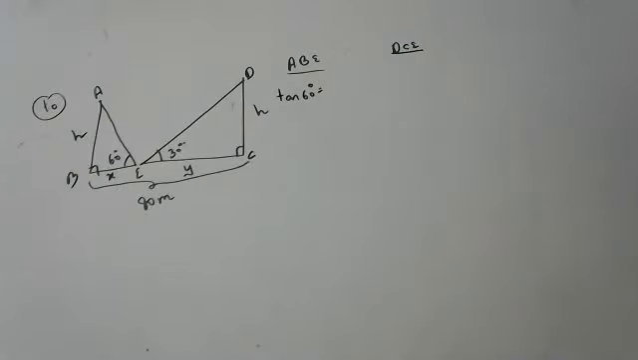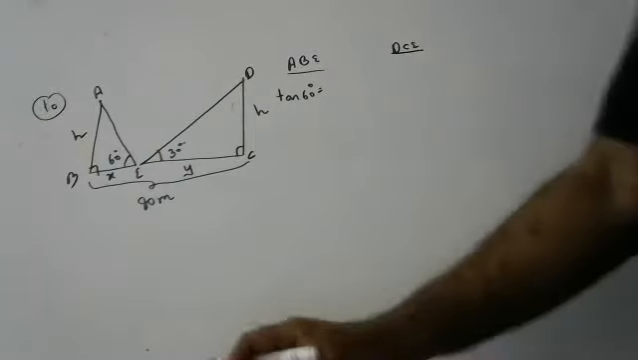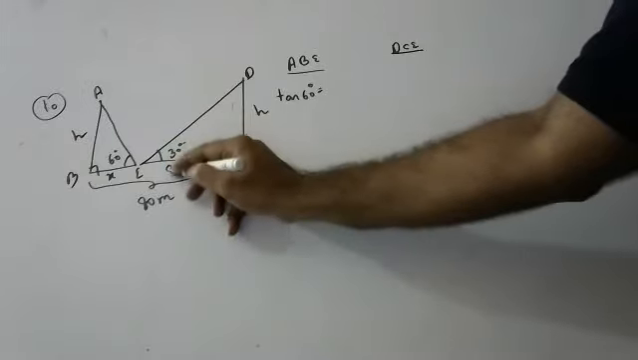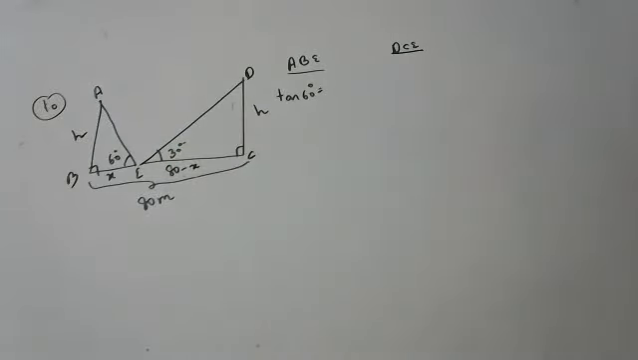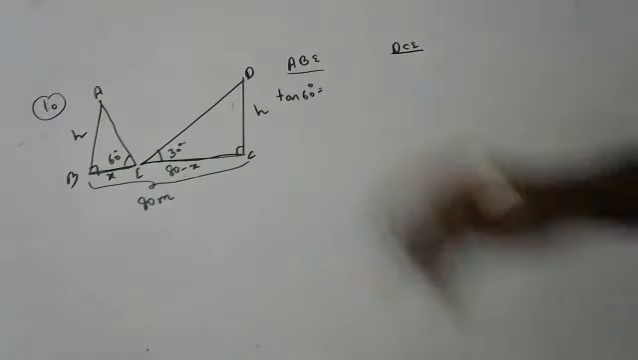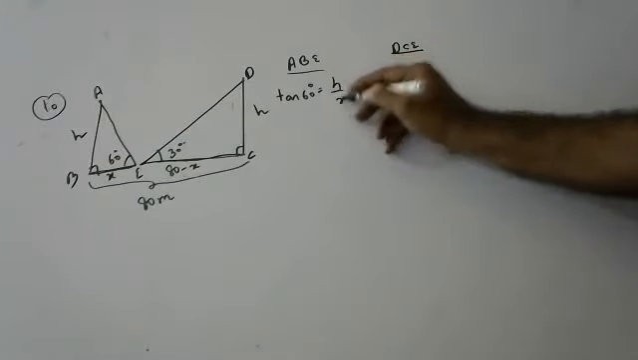Height h, and base x. Okay, children, what will I do? If this is x, I will take this as 80 minus x. So tan 60 is h by x.